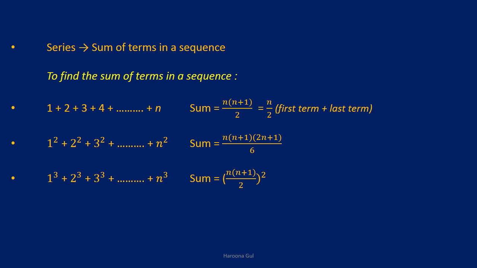Okay, now if we are to find the sum of a sequence of 1 squared, 2 squared, 3 squared up till n squared, we'll use the formula: the sum is equal to n into n plus 1 into 2n plus 1 divided by 6. And lastly, if we are to find the sum of numbers with powers of 3, we will apply the formula n into n plus 1 divided by 2, the whole squared. Right? This is exactly the same formula which is used to find the sum of terms in the sequence 1, 2, 3, 4 up till n. But we have squared that formula. Right?